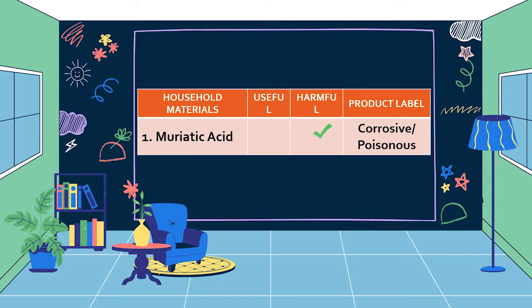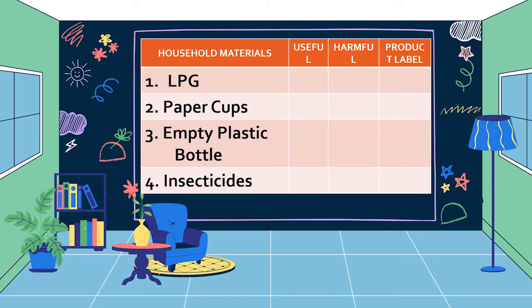Copy and complete the table below. Identify whether the household material is useful or harmful. Then, determine the product label that would help you identify its category. The first one is done for you. I will give you 12 seconds to answer this activity. You may now answer on a separate sheet of paper.